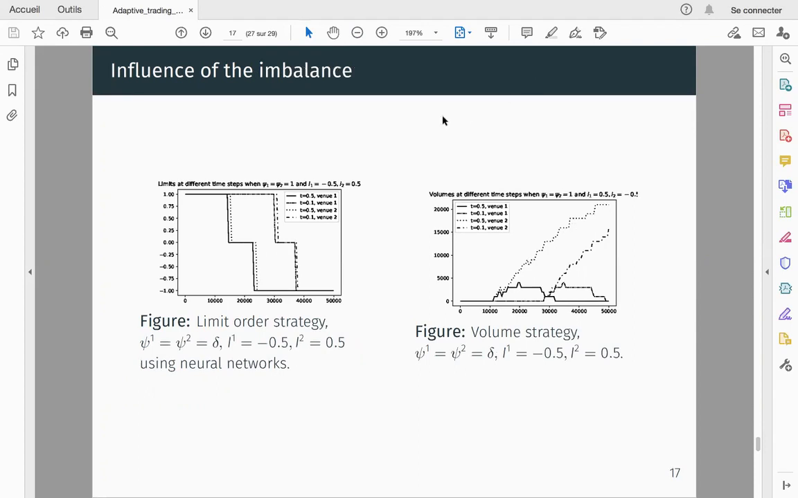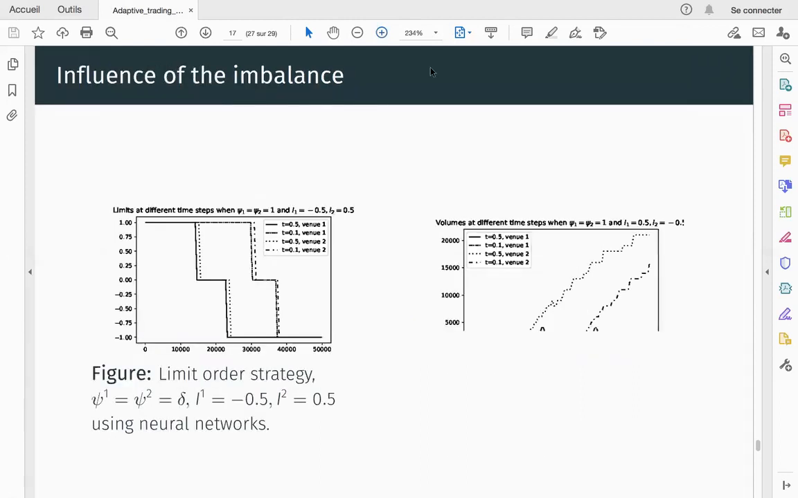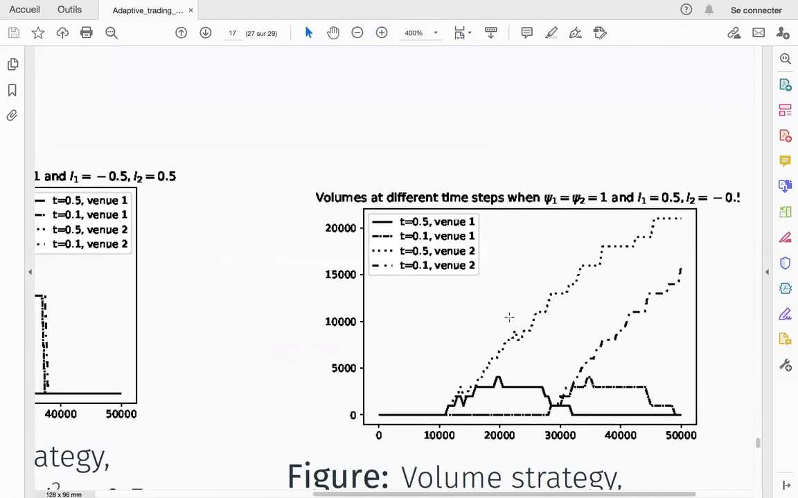And finally, on this slide, I show the influence of the imbalance. So we assume the same spread in this slide, but a more favorable imbalance on the second venue. And so what happened here is that basically the second venue is this one, the one that increases almost linearly with respect to the inventory, and the first one is this one. It increases, stays constant, and then decreases at time t equals 0.1 and t equals 0.5.